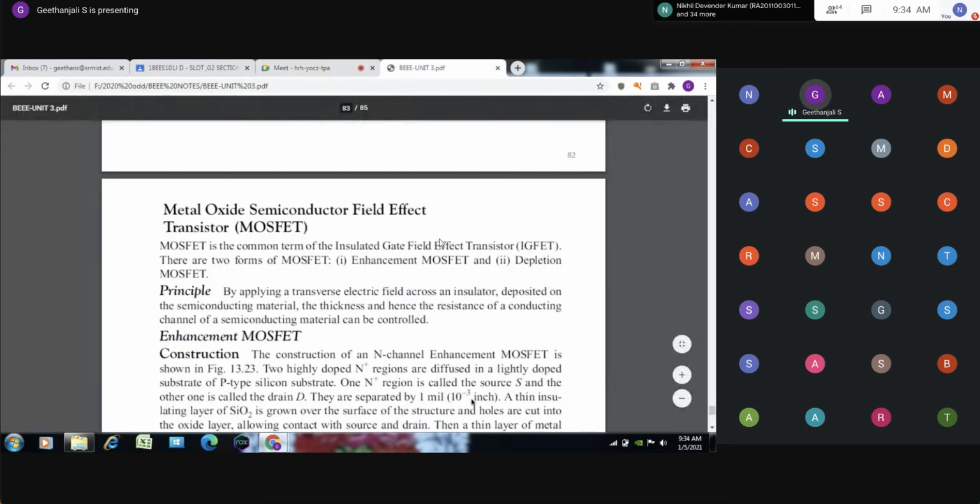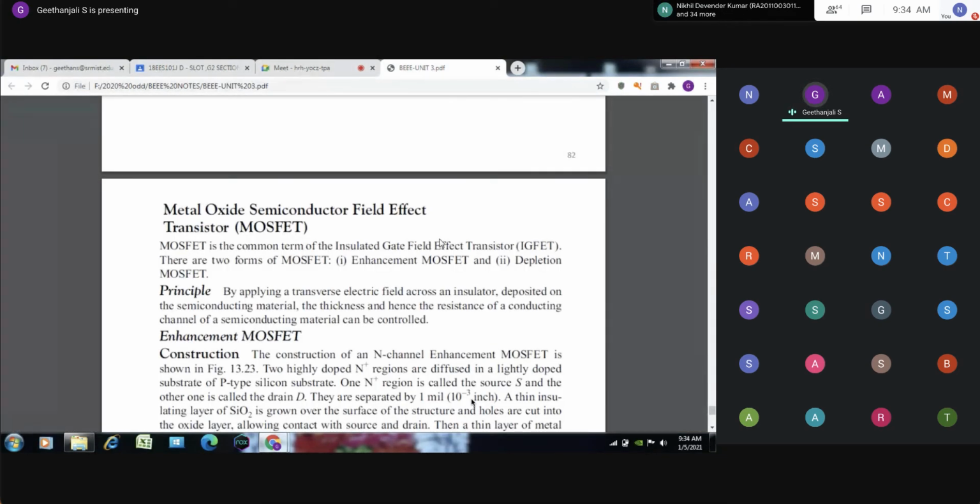See, MOSFET is the common term of insulated gate field effect transistor. Another name for the MOSFET is IGFET. There are two forms of MOSFET: one is enhancement MOSFET and the other is depletion MOSFET. So the another name for the MOSFET is IGFET, insulated gate field effect transistor. So there are two forms of MOSFET. One is enhancement MOSFET, another one is the depletion MOSFET.